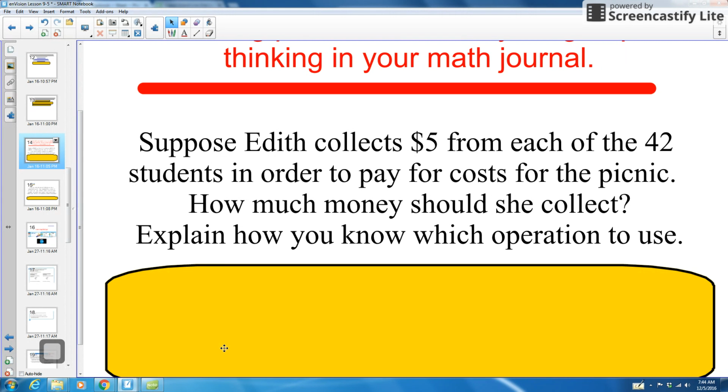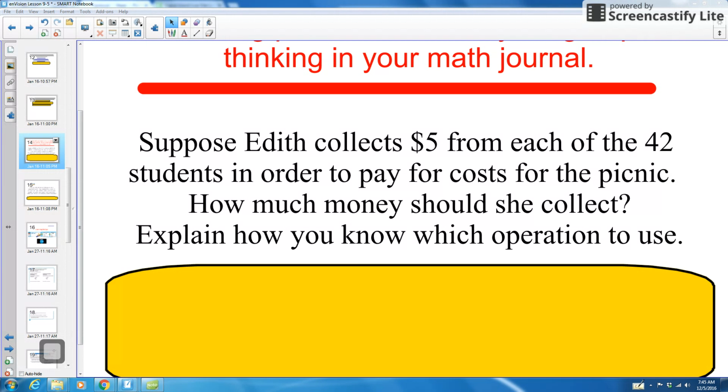And that really means we're going to have to read closely and pay attention to those key words in our word problems as we apply cubes, because that's really what's going to help us determine which operation we should be using. So let's look at our word problem on the screen here to get started.